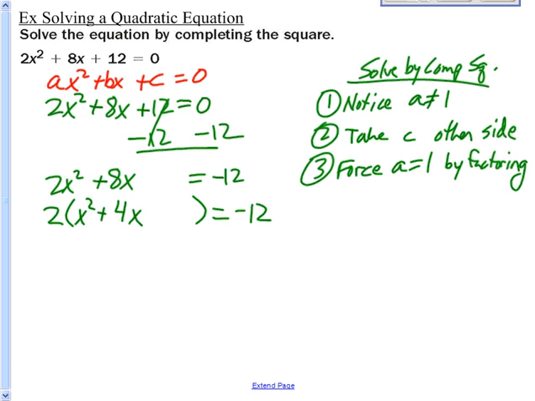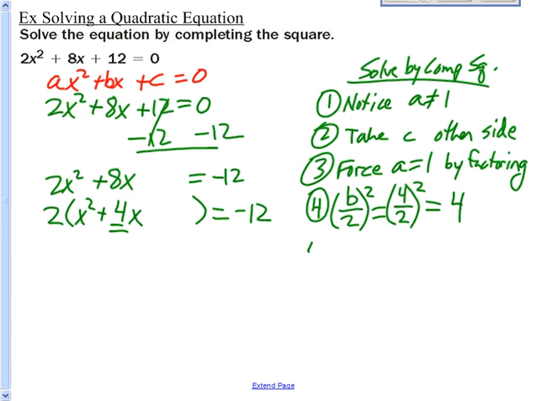Now I'm still completing the square inside that parentheses. So take our b term over 2 and square it. In this case it's 4. Take that 4 divided by 2, which is 2. 2 squared is 4 again. So we're going to add 4 in the parentheses.